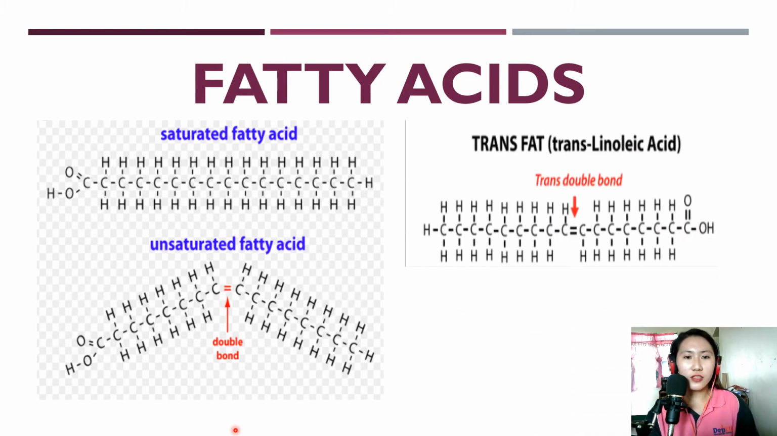So another example of unsaturated fatty acid is the trans fatty acid. It has hydrogen atoms on the opposite sides of the double bond. It is usually found in processed food. Okay? So unfortunately, too much consumption of saturated fats and trans fat can lead to heart disease, cancer, and obesity. So hinay-hinay lang tayo sa pag-intake ng fats.